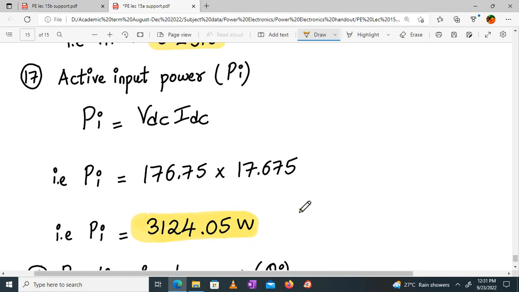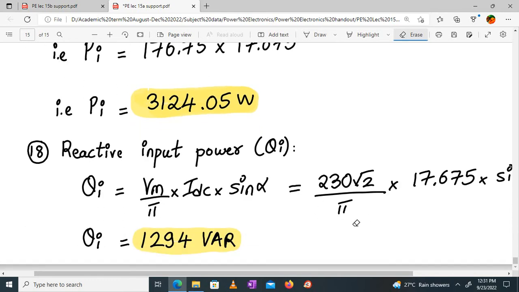And last, calculate QI, reactive input power. Remember the unit of active power, watts. Unit of apparent power, VA, volt ampere. And unit of reactive power, VAR. Absolutely correct.